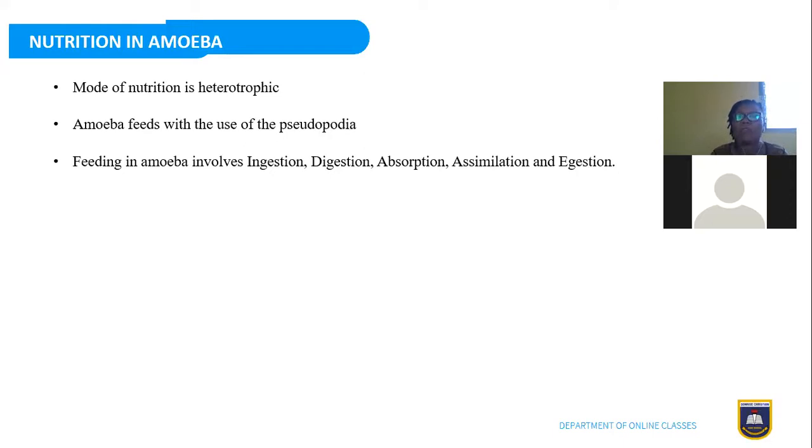Now, when the food is engulfed by the amoeba via the pseudopodia, it enters the food vacuole. In the food vacuole, there are enzymes. These enzymes help in the breakdown of the food into smaller particles to be absorbed. Mind you, amoeba is a unicellular, single-celled organism. Amoeba is a lower organism, therefore it doesn't need any specialized structure for absorption. They just absorb through the cell membrane.